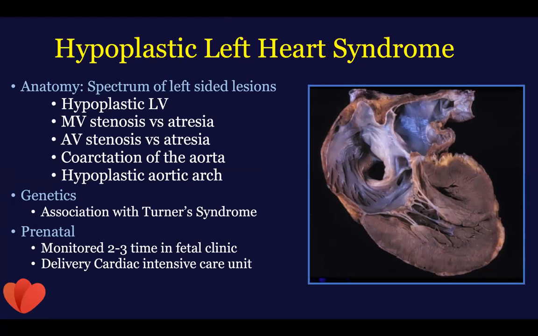Okay, thank you. So hypoplastic left heart syndrome is a spectrum of left-sided lesions: the left ventricle size, mitral valve stenosis or atresia, aortic valve stenosis or atresia, coarctation, and hypoplastic aortic arch. These patients can be associated with Turner syndrome from a genetic standpoint, and they're usually monitored 2 to 3 times during fetal clinic, and post-delivery will go to the cardiac ICU for management.